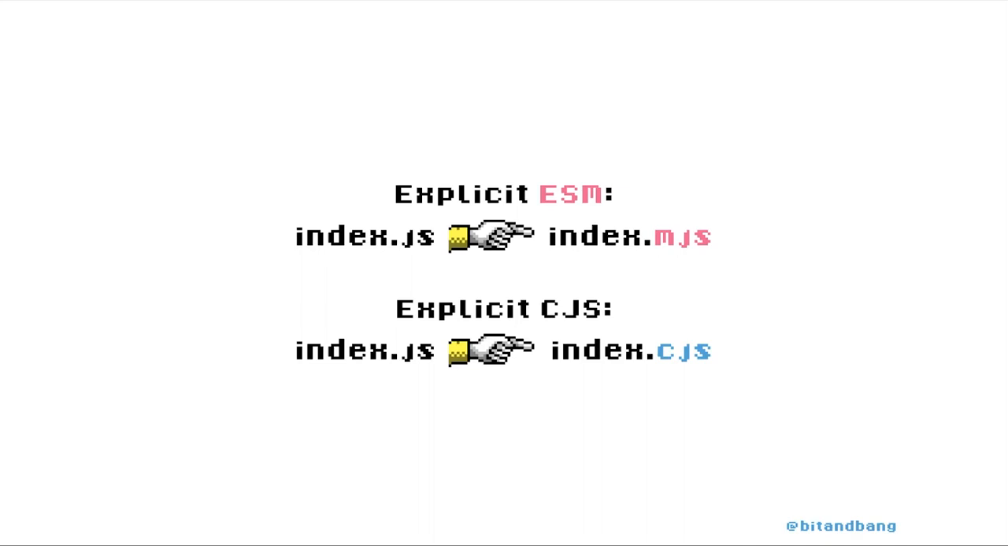The same is true for CommonJS. So, taking the case of index.js, if we want to explicitly tell Node that this file is CommonJS and should always be run as CommonJS, we can just change the extension, the file name, to index.cjs.